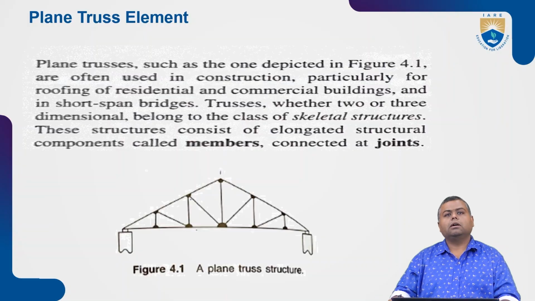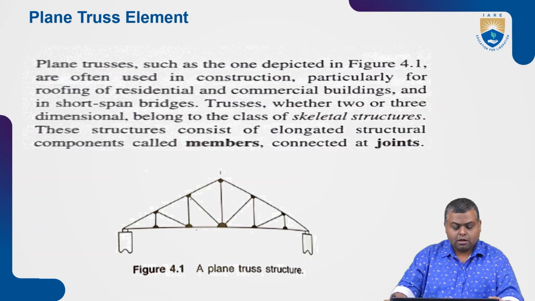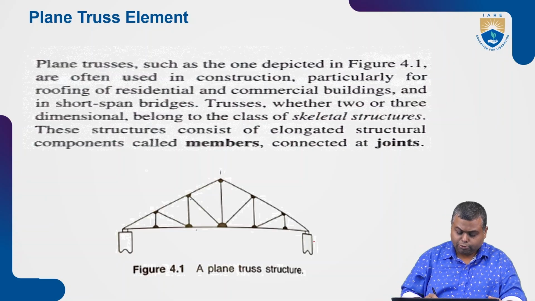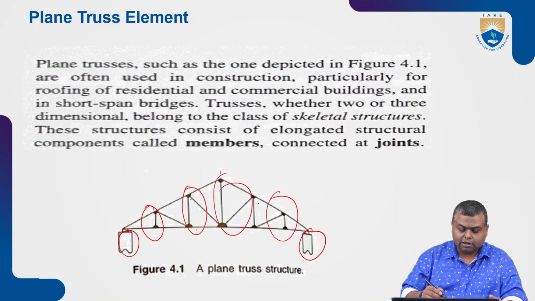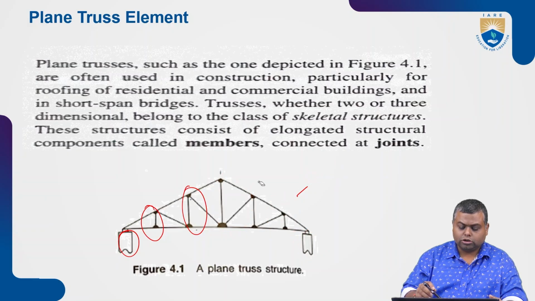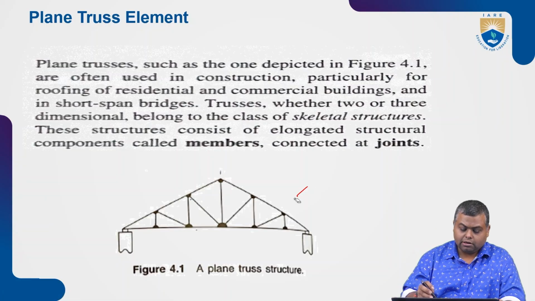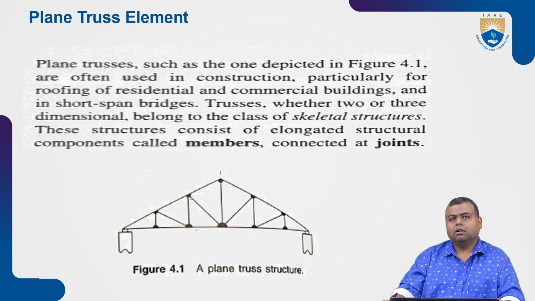Plane trusses are elements often used for construction, particularly for roofing of residential and commercial buildings. They also help in short span bridges. So wherever bridges are necessary, these are the supports upon which these elements are placed. These elements are called truss elements. Trusses are used for construction as well as residential roofing, where different material is required to be hung over these truss elements.